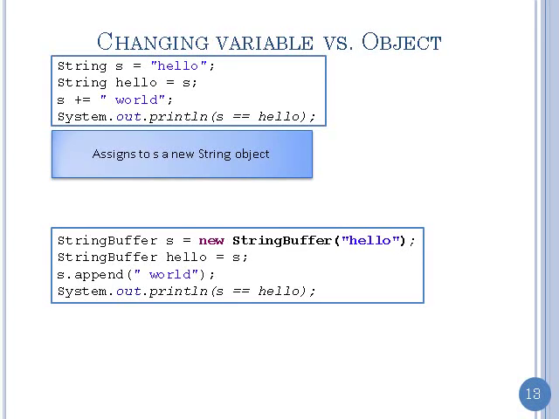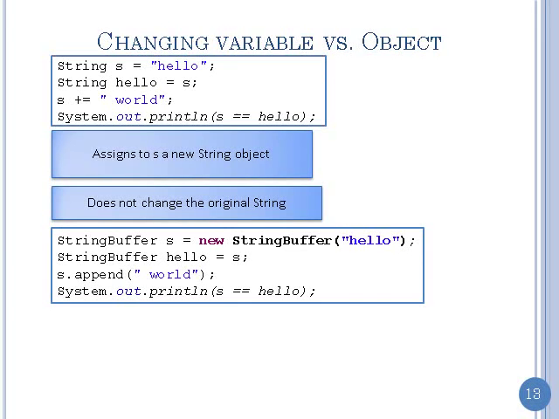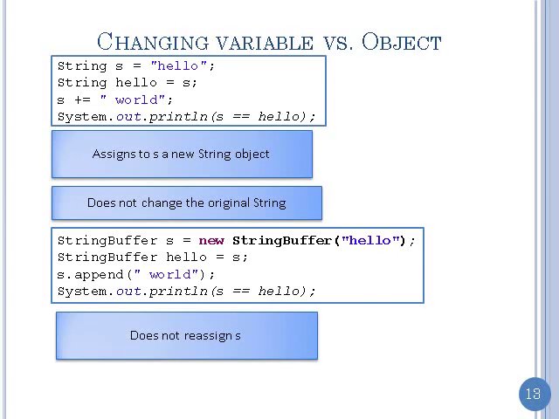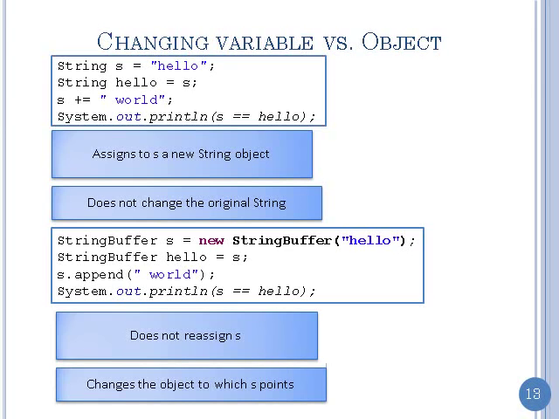Assigns to S a new string object, does not change the original string, does not reassign. Okay, so I really should have called it SB to make it clearer. I guess I'd planned to call it SB, but I never did. That's a string buffer, and it changes the object to which SB points. So I'm using a third name here, which doesn't even exist in the program, which is what I intended to use. I'll just correct the slides to call this S now. Okay?